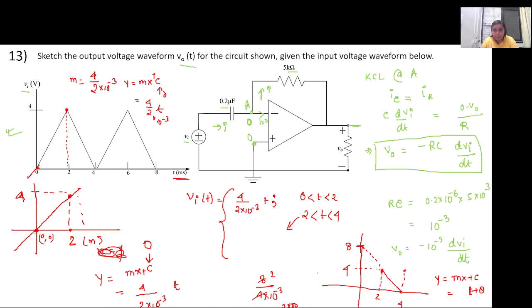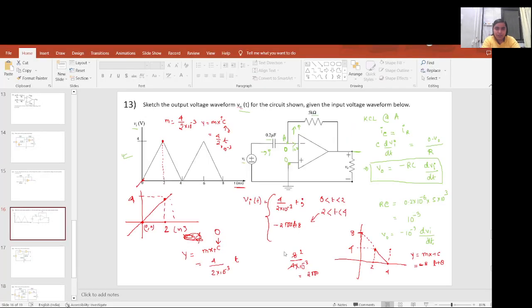But please note that this slope is negative, right? Slope will be taken as negative. Yes, minus, slope is negative. So it is minus 2000 t plus 8. I'll just write the equation in a proper fashion on the next page.